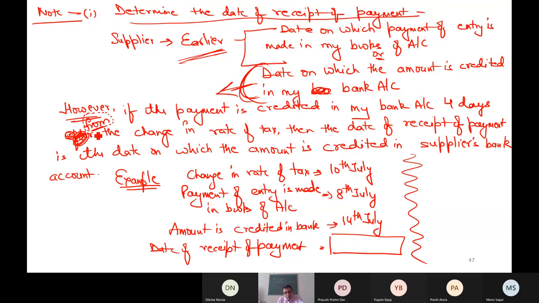This already we know as per the General Clauses Act. So from means ignoring 10, I will count 11, 12, 13 and 14. So it was credited as per this on the 4th day, not after the 4th day.